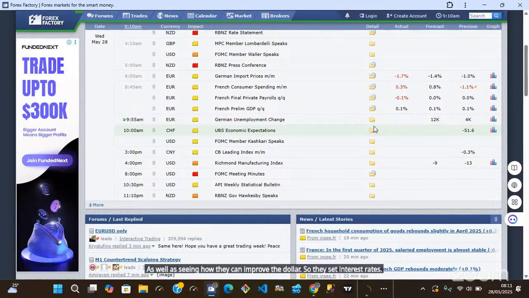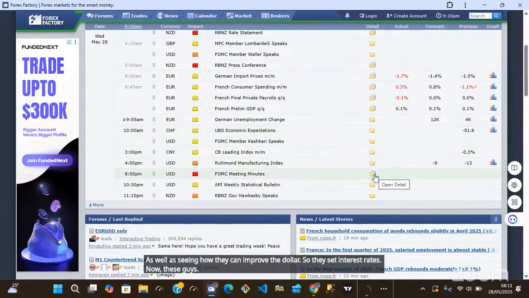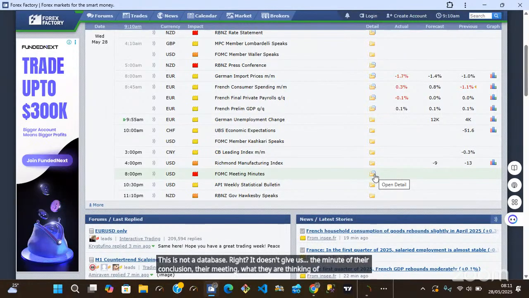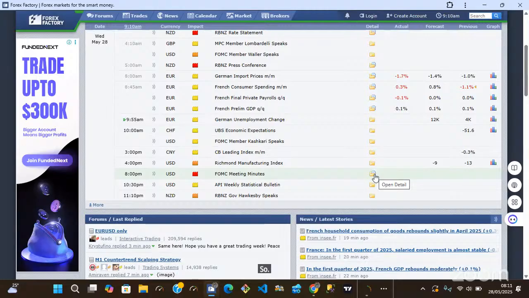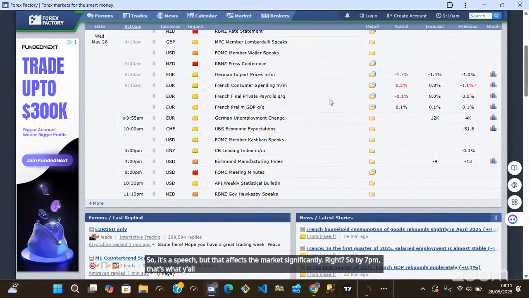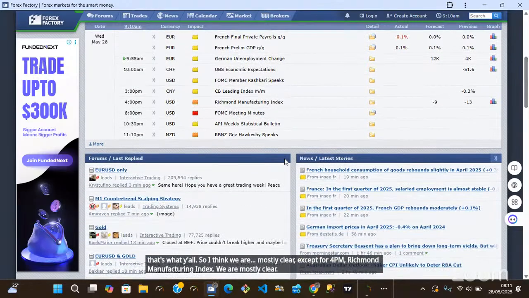This is not a data news. They're just going to give us the minutes of their meeting, what they are thinking of doing. So it's a speech, but it affects the market significantly, so by 7 p.m. I think we are mostly clear, except for 4 p.m., the Richmond Manufacturing Index. We are mostly clear to trade technically today.